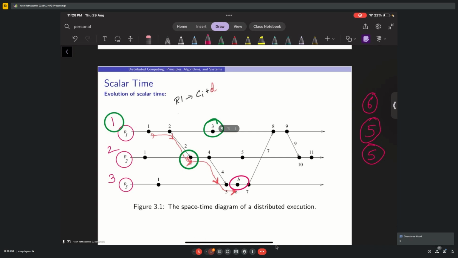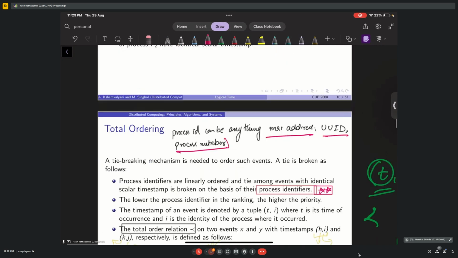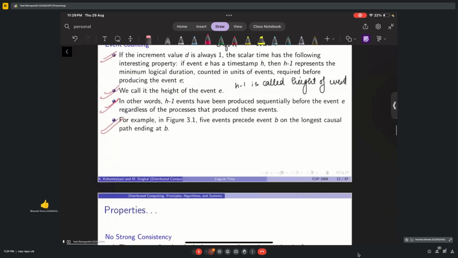I'll tell you. Let's count the number of events that happened before B. This event happened 1, 2, 3, 4, and 5. We will not count the B event itself, because that won't be the height of it. So 5 events have occurred. So in figure 3.1, 5 events precede event B on the longest causal path ending at B. Understood?